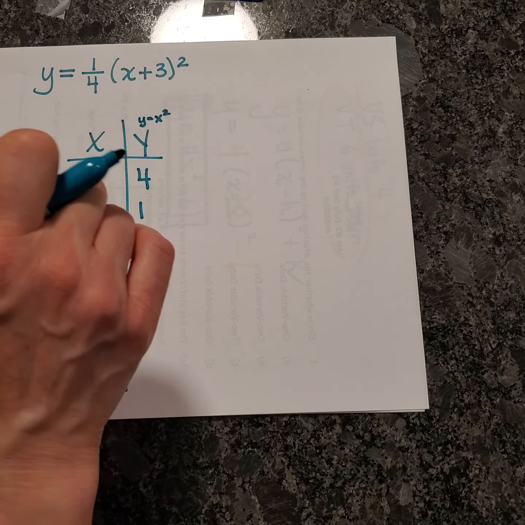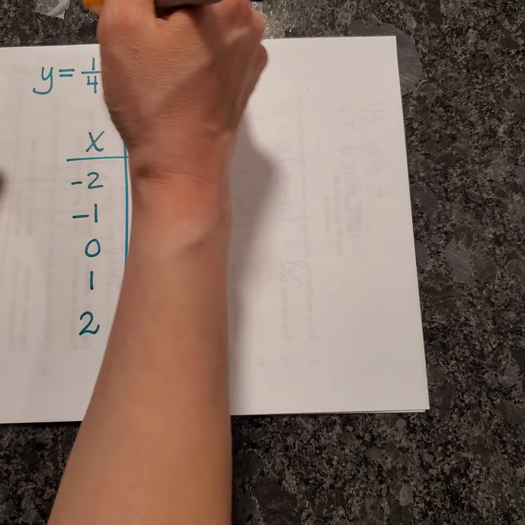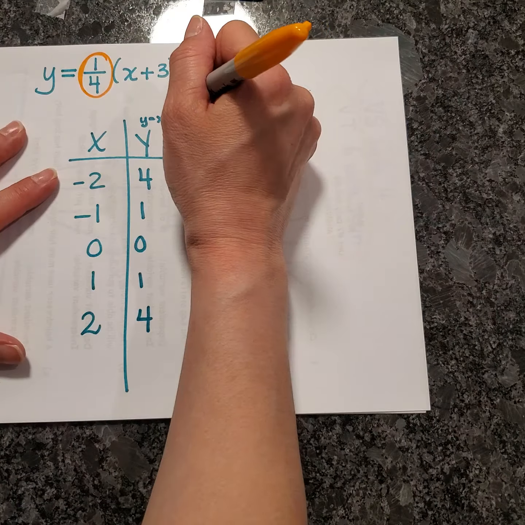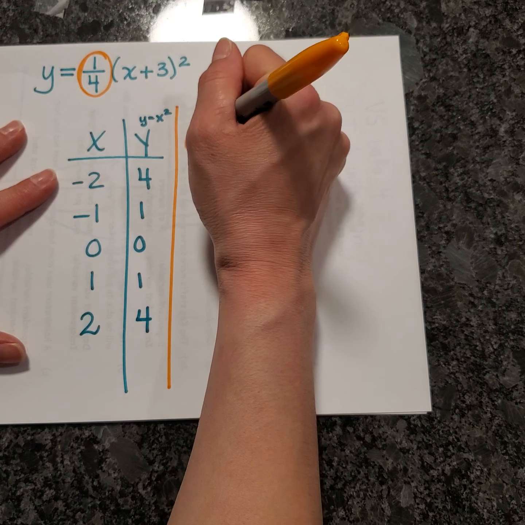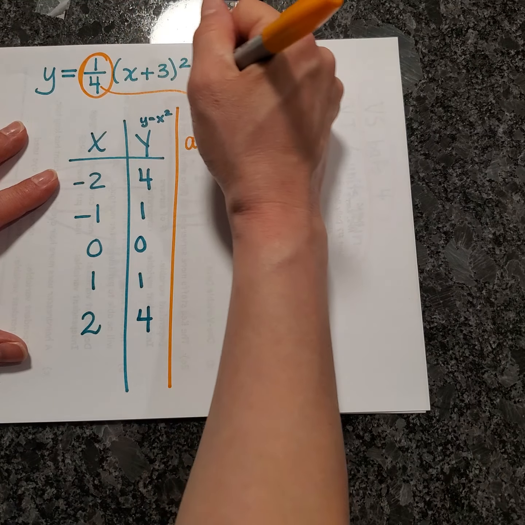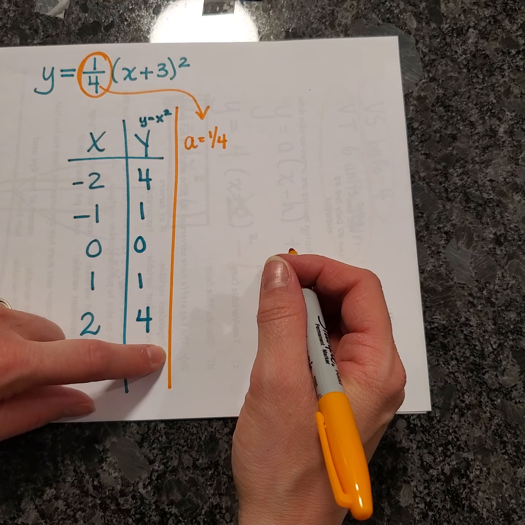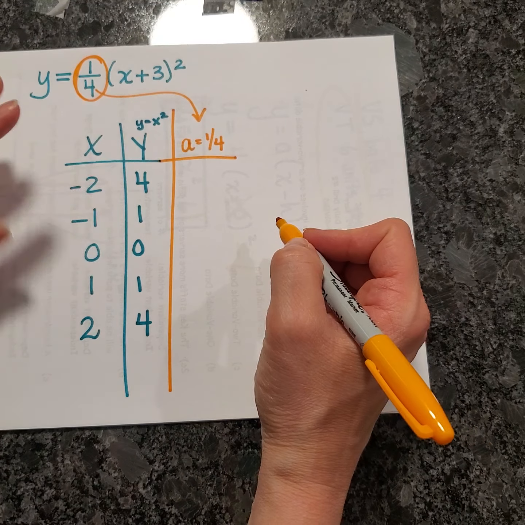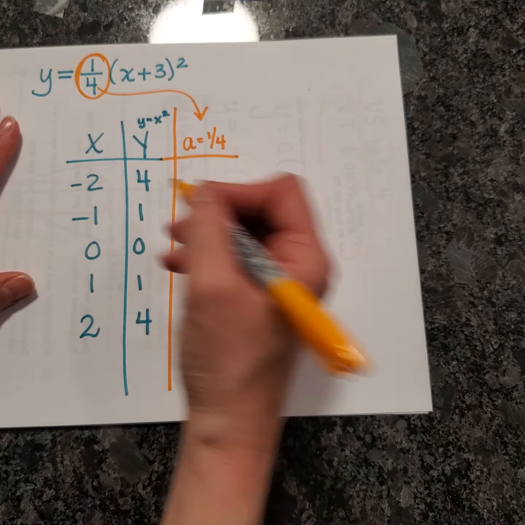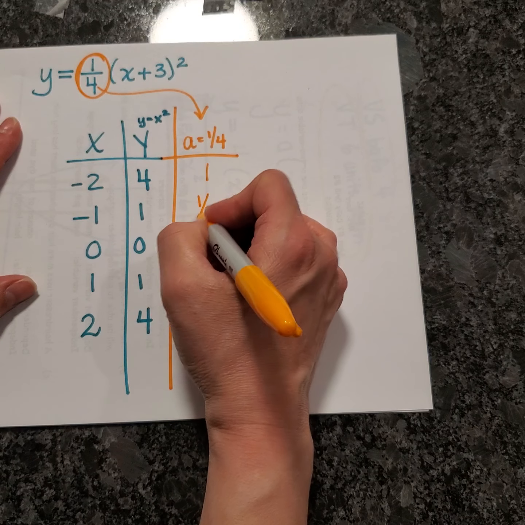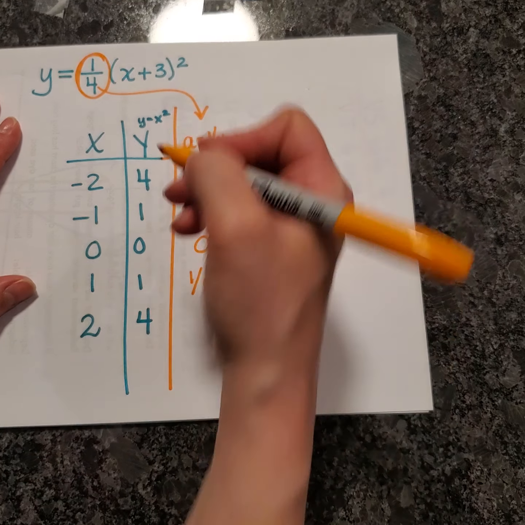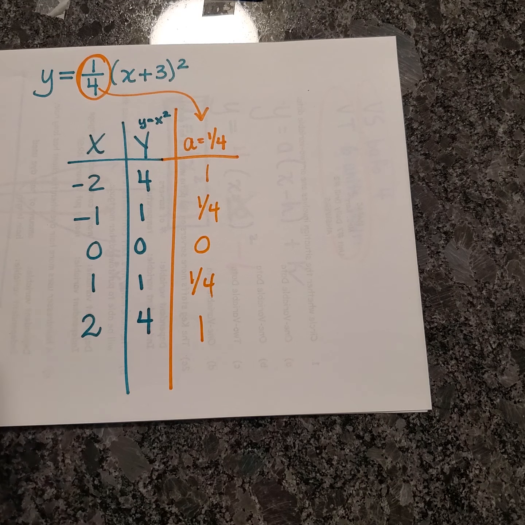Okay, now, this has been vertically compressed by a factor of 1/4. There was no reflection, just a vertical compression. So I need to show what that is going to do to the y values. This does not impact my x values. So what I'm going to do is multiply each one of these by 1/4. 1/4 of 4 is 1. 1/4 of 1 is 1/4. 1/4 of 0 is 0. 1/4 of 1 is 1/4. 1/4 of 4 is 1.